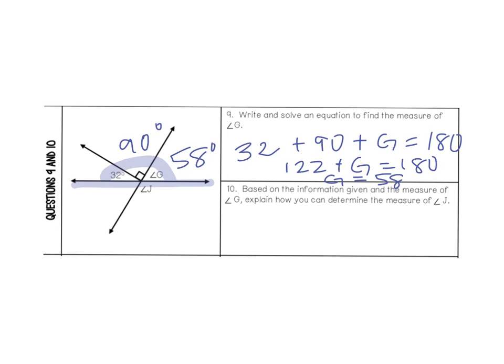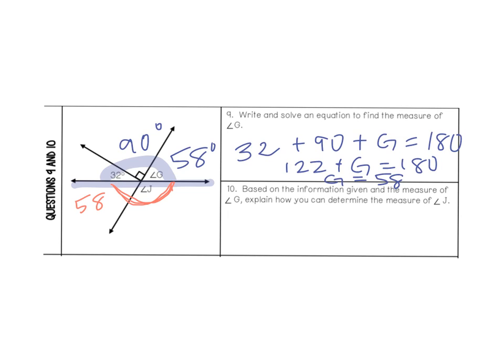All right, the next question says, based on this information given and the measure of angle G, explain how you can determine the measure of angle J. So if I look at angle G and go straight across, its vertical angle is also going to be 58. Now I know that those top three angles form 180 degrees, but my bottom angles are also going to form 180 degrees.